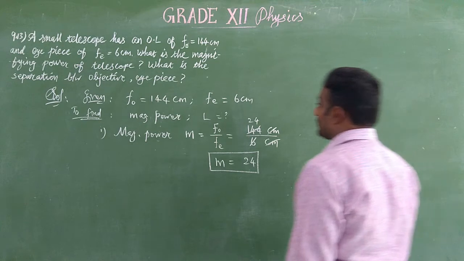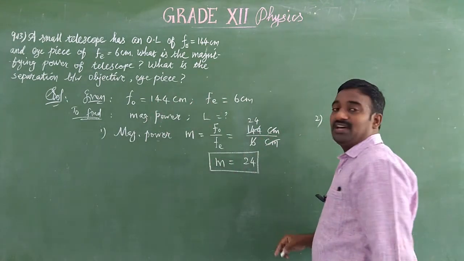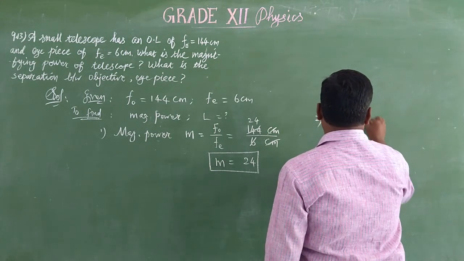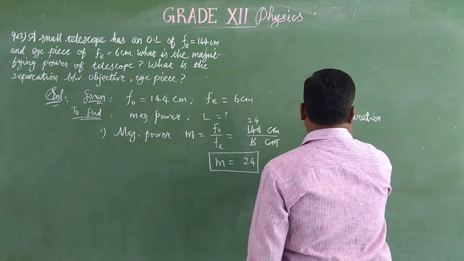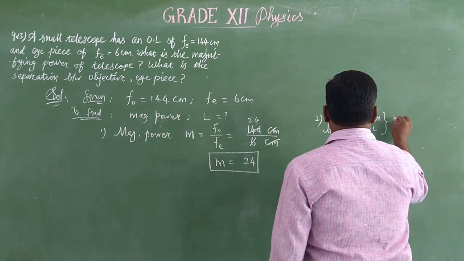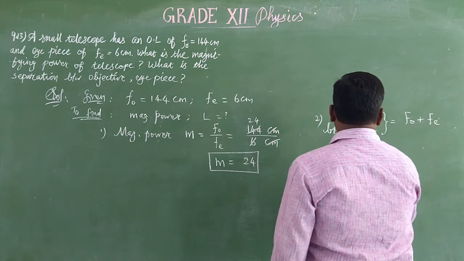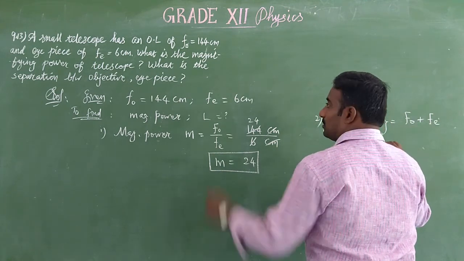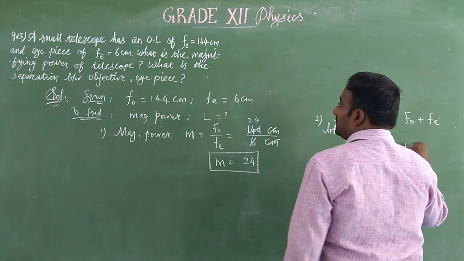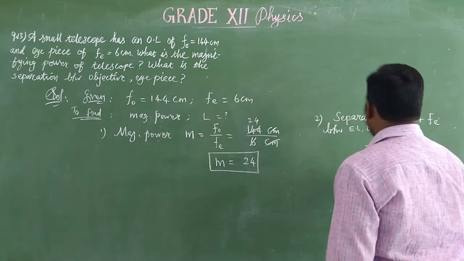Next one, the second one is, what is the separation between the objective lens and the eye lens? So the separation between the eye lens and objective lens is the sum of the focal length of the objective lens and the eye lens. So that is equal to 144 centimeter plus 6 centimeter. So it gives 150 centimeter.